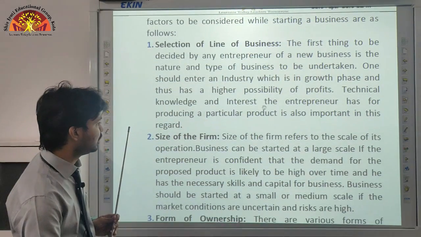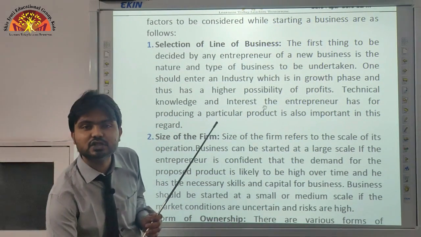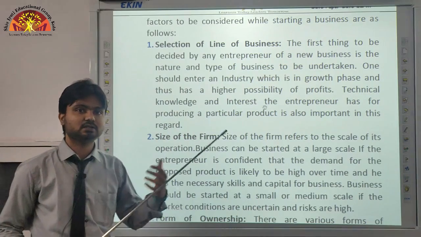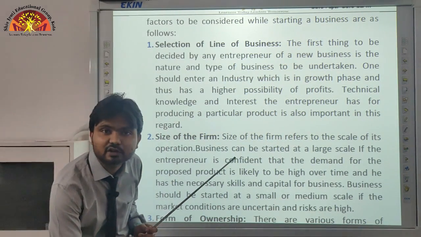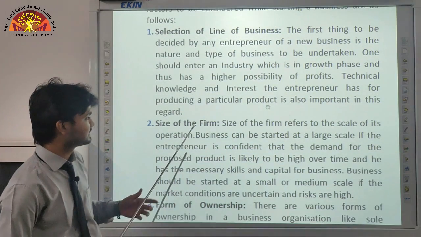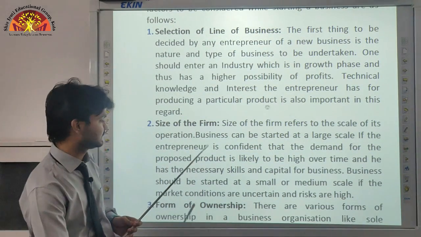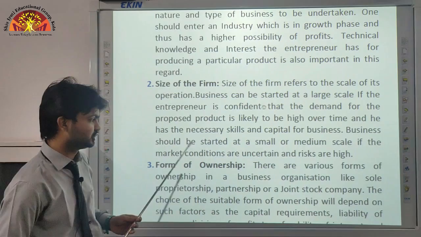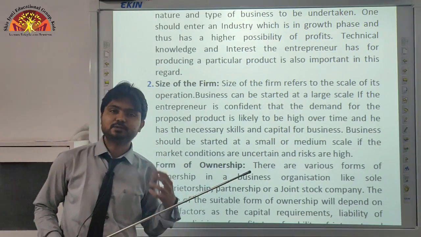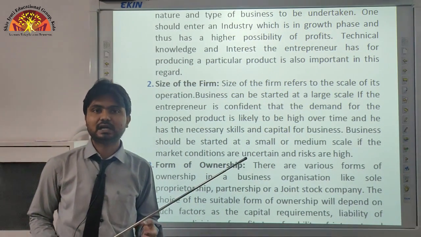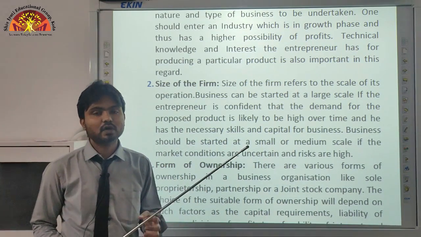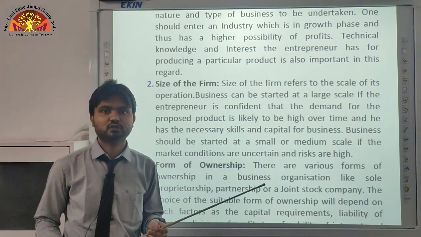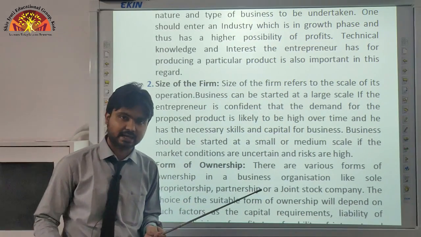Now we have talked about the various activities which are involved in the process of business organization. We have already discussed the selection of the line of business. Second one is the size of the firm. We have already discussed it. Form of ownership, that is which type of business organization we want to start, that is sole proprietorship, joint Hindu family, partnership. What will be the form of organization in which we are going to perform our business activities.